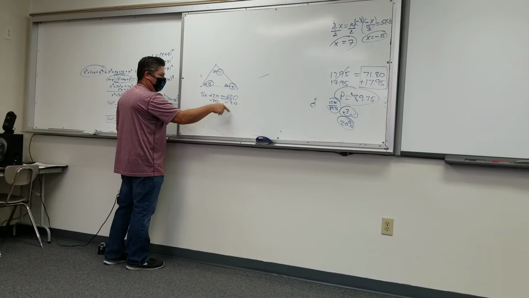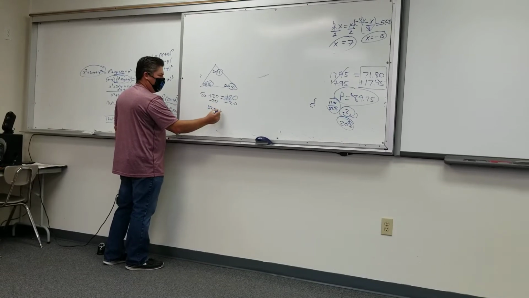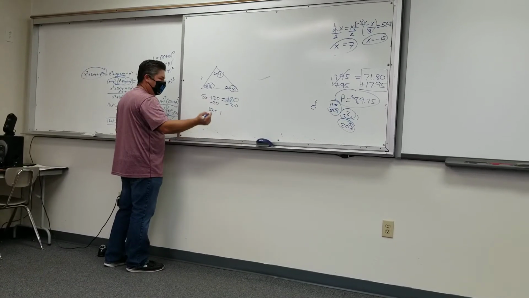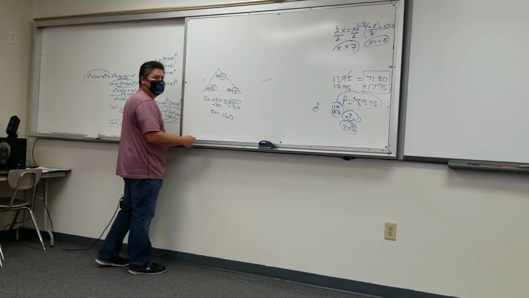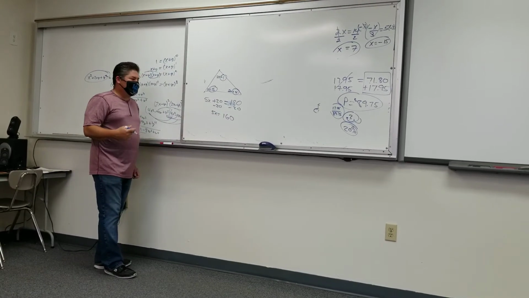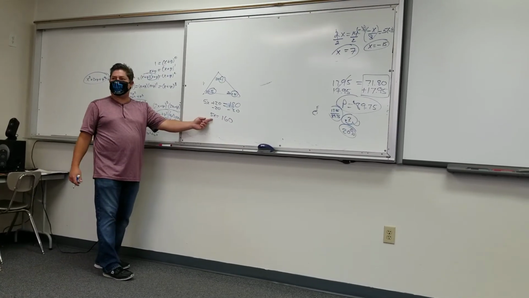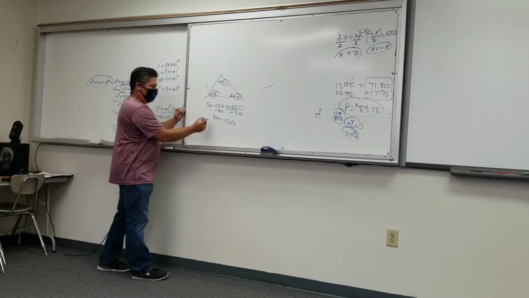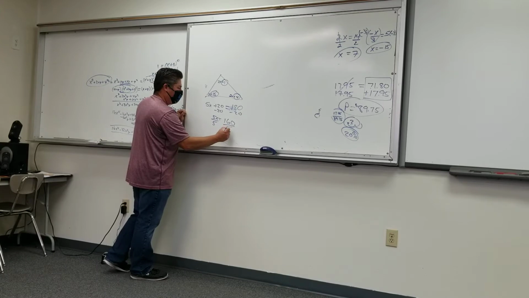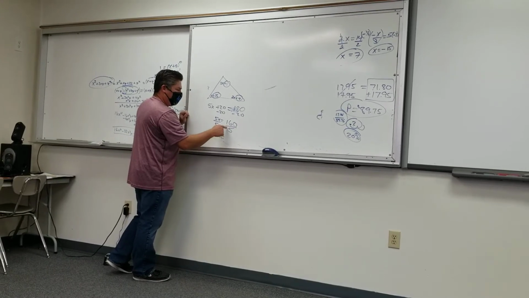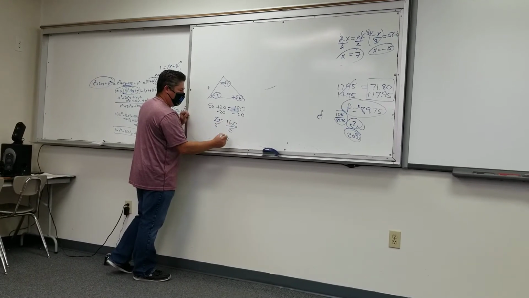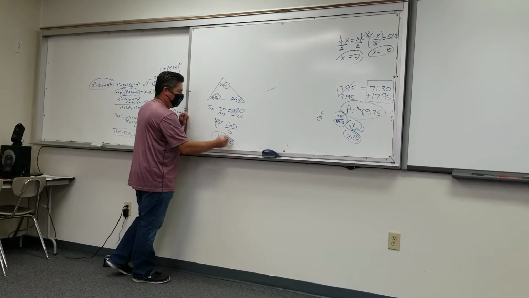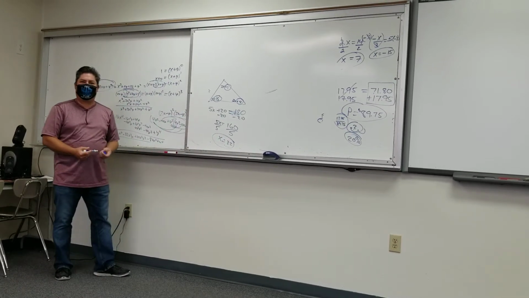5x equals what? Somebody say it out loud. 160. Okay. All right. So Nick, what should I do next to get the x by itself? Divide by 5. Good. Divide by 5. And that will be x equals, that's going to be 32, I think. You can check me and do it on your calculator.